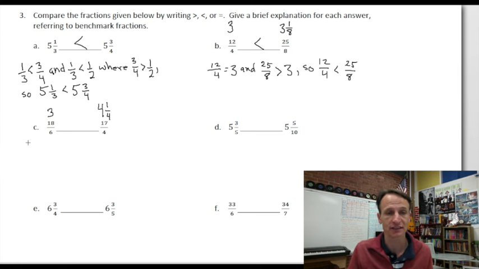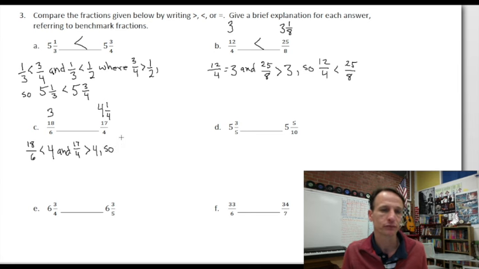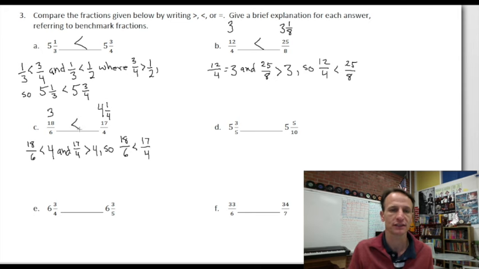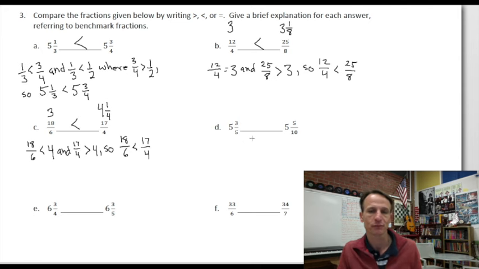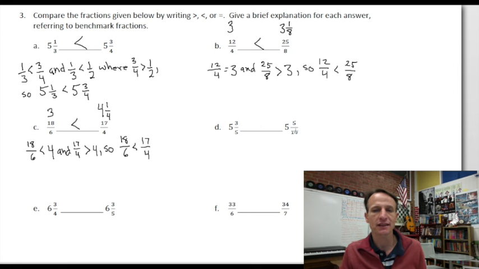So we could say 18/6 is less than 4, and 17/4 is greater than 4. So that means that 18/6 is less than 17/4. And when you look at these, what do you notice here?